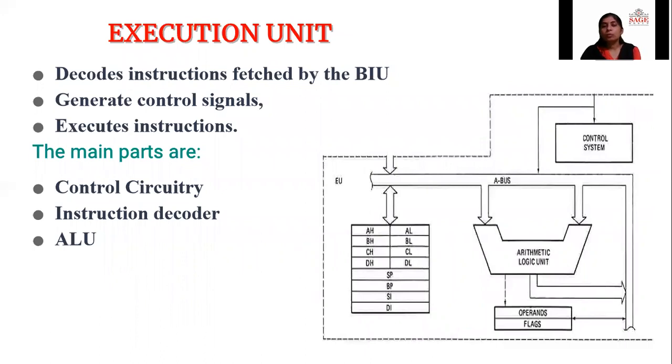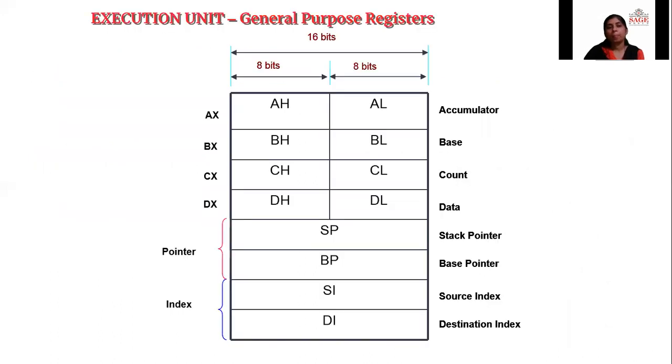Now we will talk about the execution unit. The execution unit decodes the instruction. These are the 3 important functions of the execution unit: it decodes the instructions fetched by the BIU, then generates the control signals and executes the instruction. The main parts are control circuitry, instruction decoder, and arithmetic logic unit.